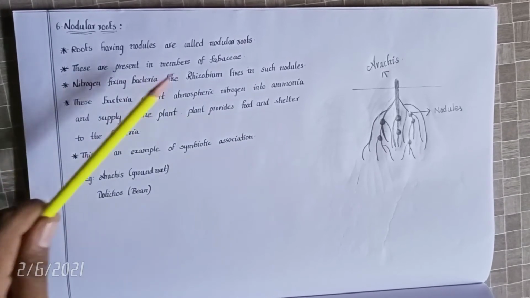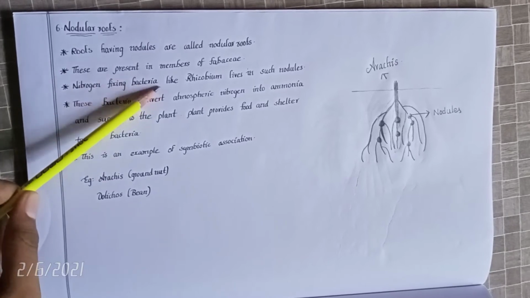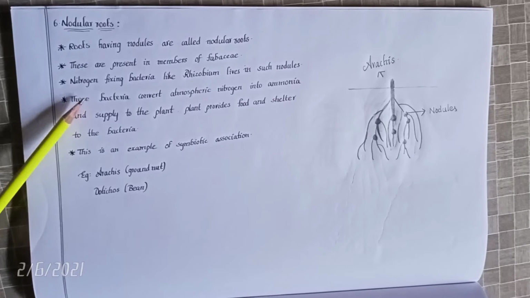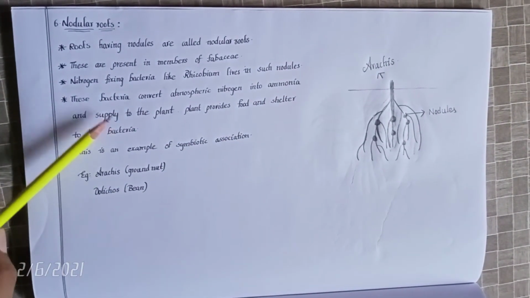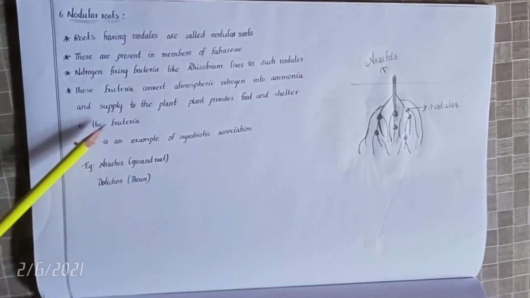These are present in the members of Fabaceae family. Nitrogen fixation bacteria like Rhizobium live in such nodules. These bacteria convert atmospheric nitrogen into ammonia and supply it to the plant. And the plant provides food and shelter to the bacteria.